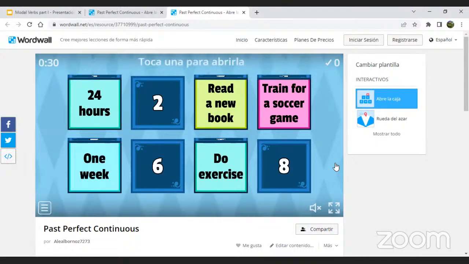I had gone to lecheria one week ago. For that example is good. Well, you should use the train for a soccer game or do the exercise, and also remember that you have to use the I had been.